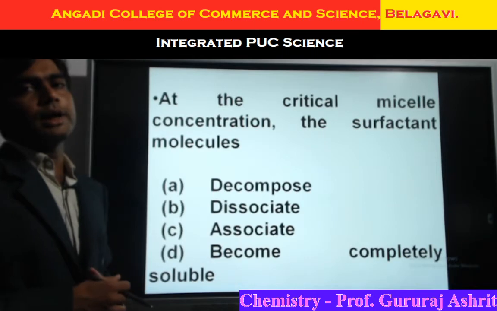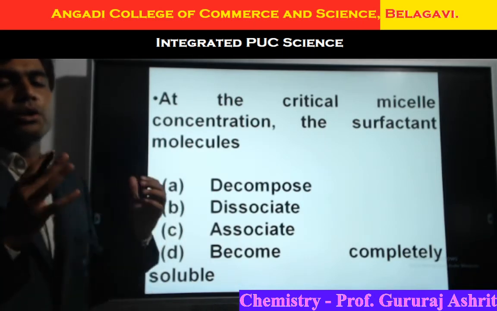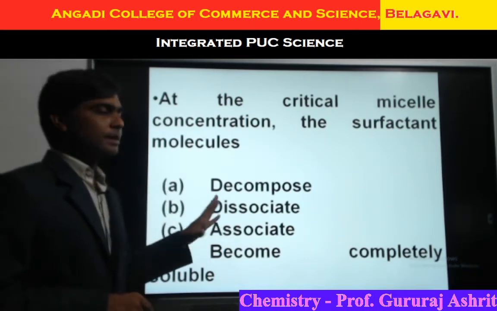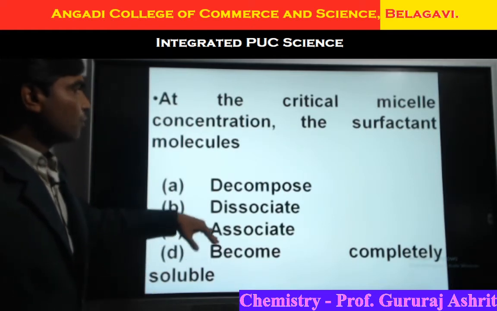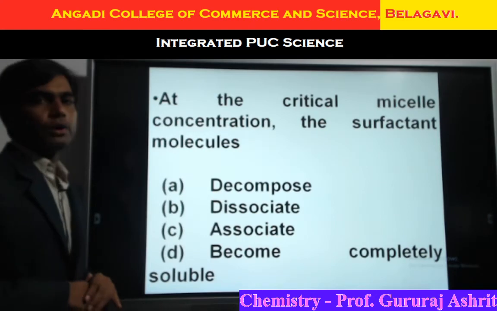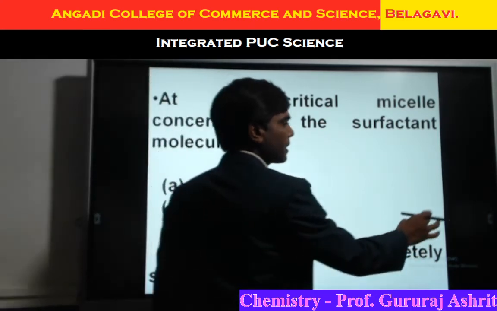And we know that colloids are heterogeneous in nature, they are not completely miscible. So the answer is the third option, which is associated. Therefore, they are called associated colloids. That is the meaning. Okay. Next question.